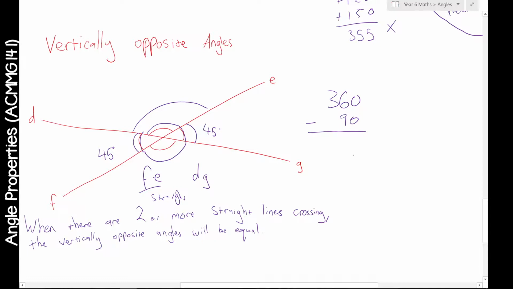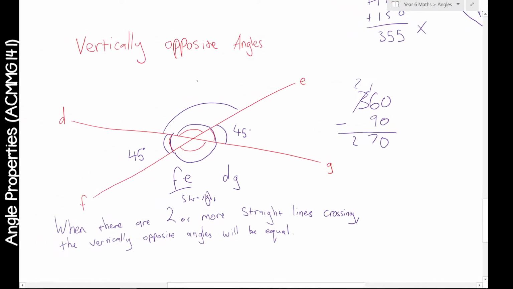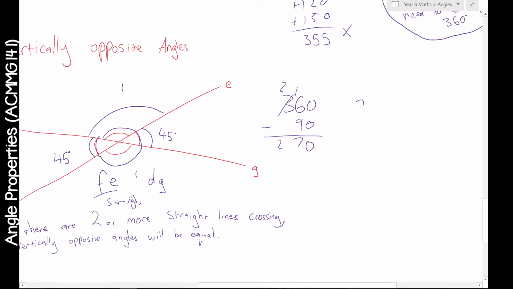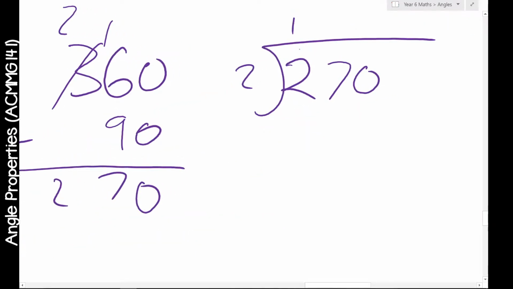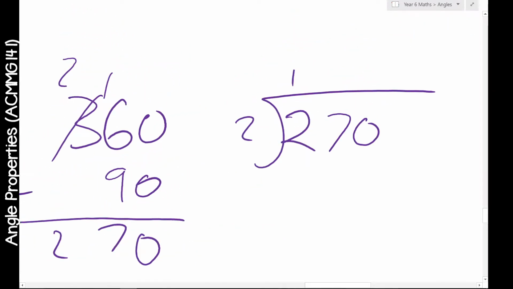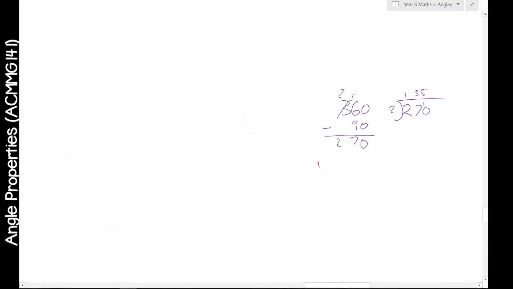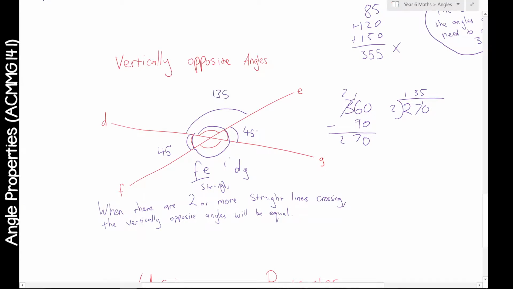All right. So then we've got 16 take away 9: 16, 15, 14, 13, 12, 11, 10, 9, 8, 7. So 270 degrees. And we know that these both have to be totally opposite, so it means we'd have to divide it in 2 because they have to be the same. So 2 into 2 is 1, 2 into 7 is 3 with 1 remainder, 2 into 10 is 5. So I would know that this is 135 and this is 135 because they're vertically opposite.